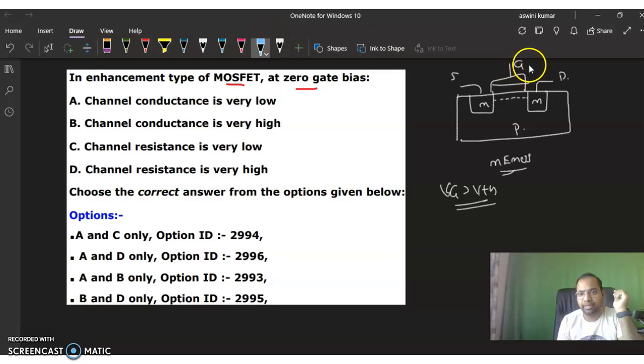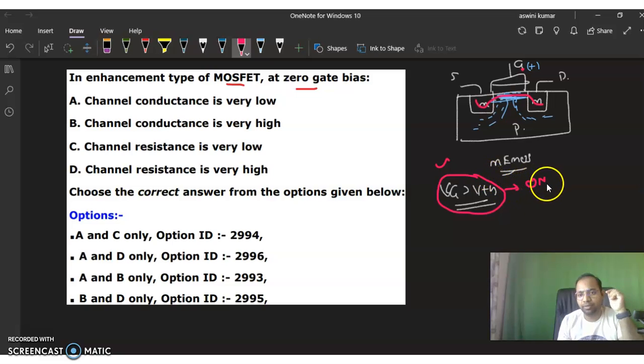That means if it is an N-type, if you are giving the positive gate voltage here, then all the electrons of the P-type substrate will get accumulated at this point. Now the channel will form, and there is a scope of flowing of electrons from source to drain with the help of this channel. Whatever the minimum gate voltage required to form the channel is called the threshold voltage. If your gate voltage is greater than the threshold voltage with VDS not equal to 0, then conduction will take place. Now if you are giving 0 gate voltage, the channel will not be formed and it will be in the off state. Now let's come back to the question.